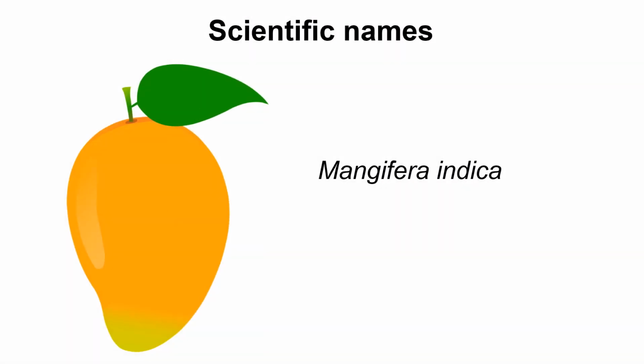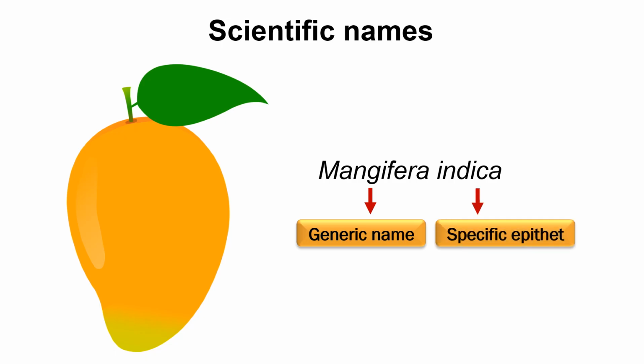Let's take the example of mango. The scientific name of mango is Mangifera indica and is written like this in italics. Here, Mangifera represents the genus, that means generic name, while indica is a particular species or a specific epithet. Epithet means a nickname, or in other words, it gives some more details of the genus.